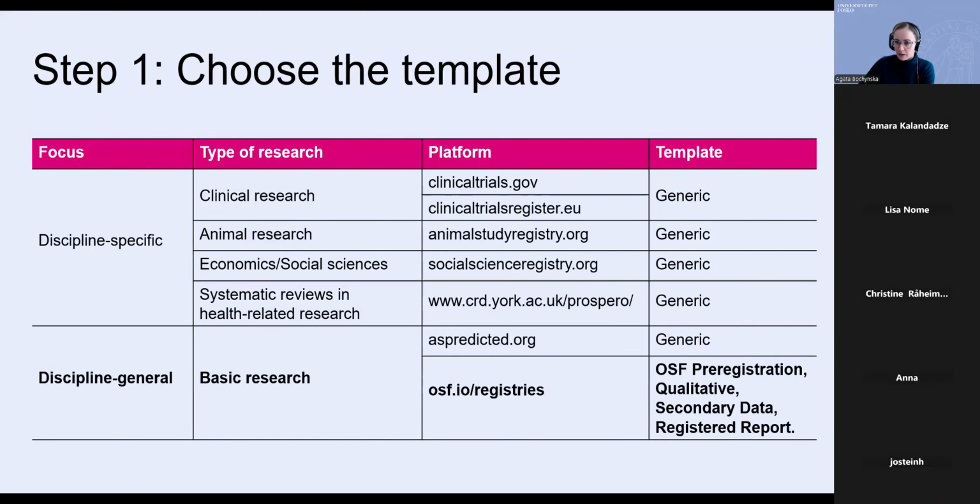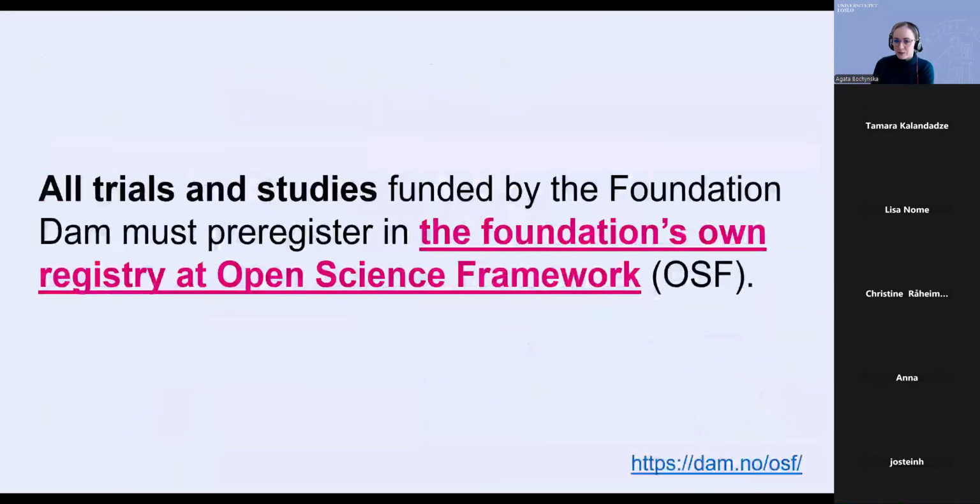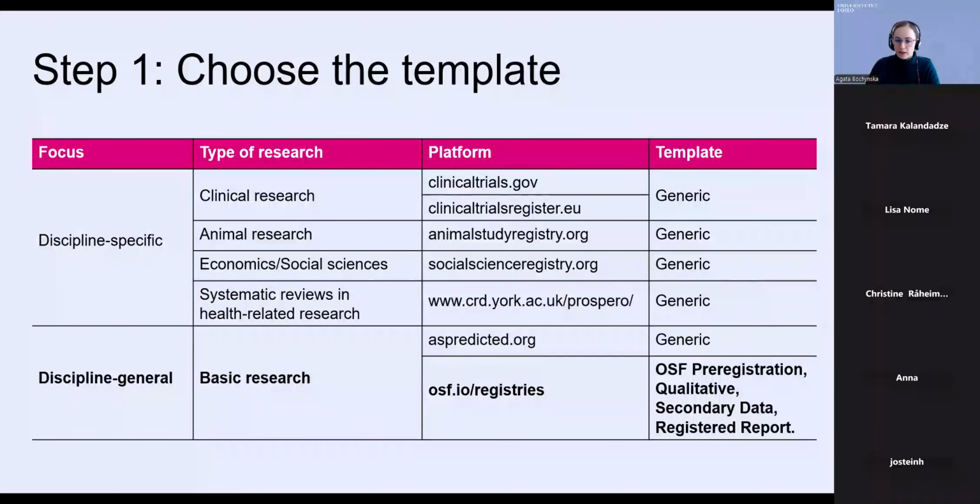If you are funded by Stiftelsen Dam, then you should pre-register in their own registry on the Open Science Framework. And you have 4 templates to choose from. All trials and studies funded by Dam must pre-register in the Foundation's own registry using either the standard pre-registration, qualitative pre-registration template, secondary pre-registration template, or registered report pre-registration.